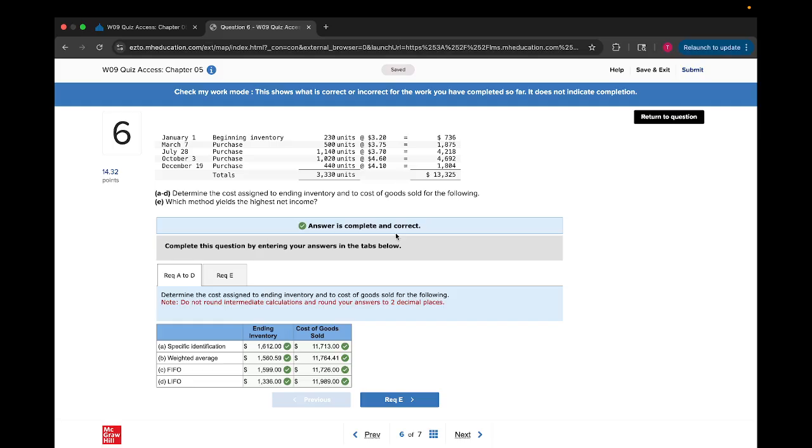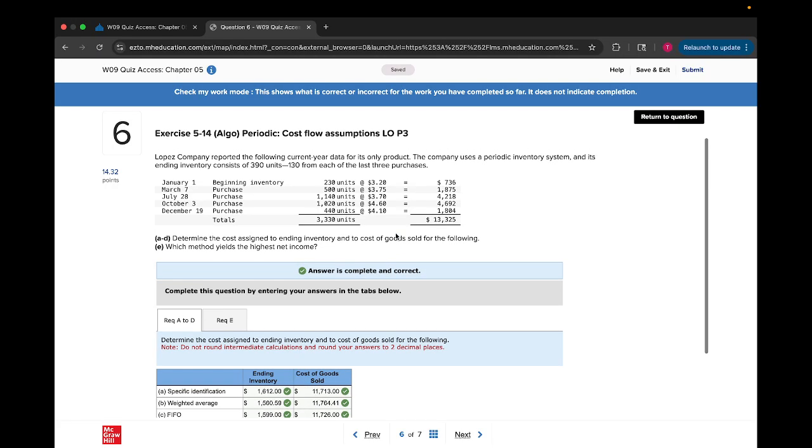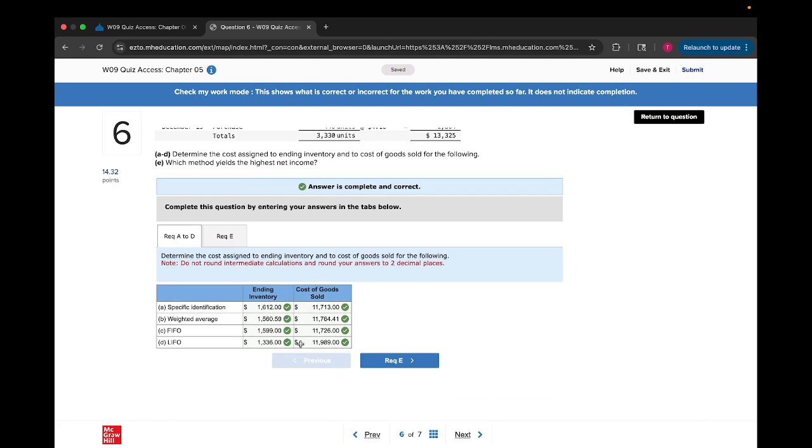We're going to round that up a little bit. Now we have to take those 390 units that we had before for the ending inventory, and multiply it by that number we just got. Rounded up, it will give us 1,560.59. That's rounded to the cents, right? Because we're not going to have decimals that go on forever. We can't do that.